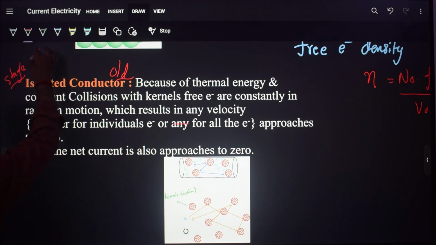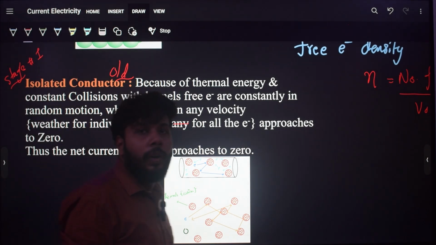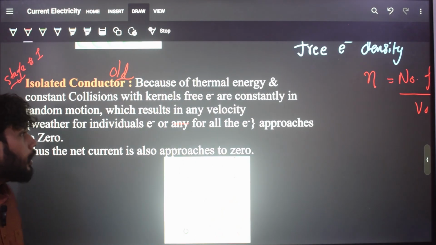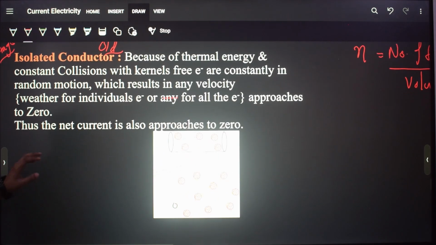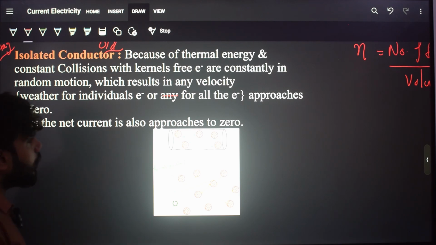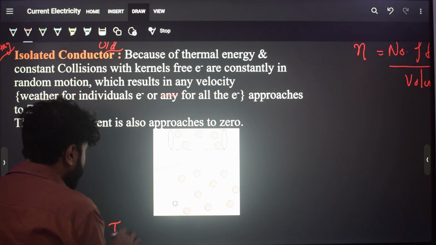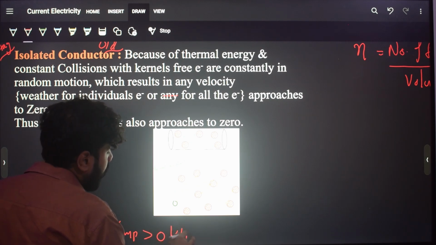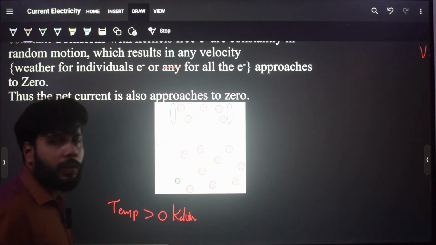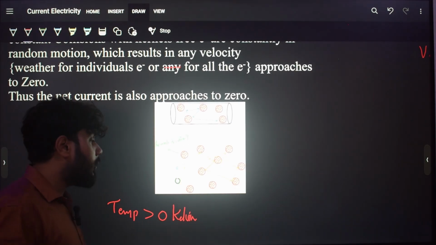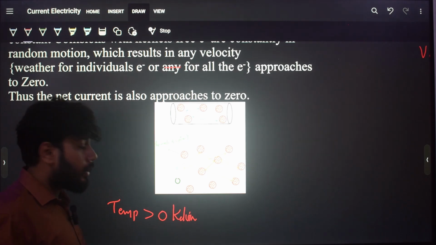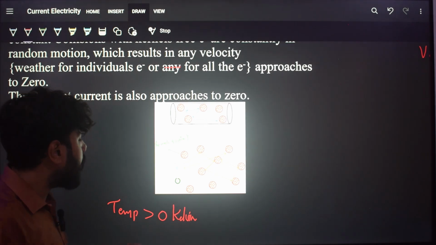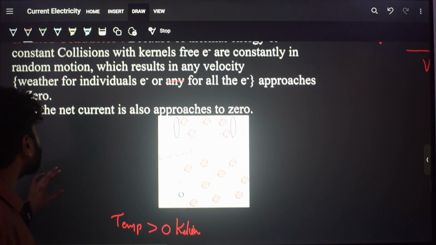Stage 1, where we will discuss a conductor which is isolated. It is not connected to a battery or something, so it is isolated. So if you have an isolated conductor, and let's say the temperature of the conductor is more than 0 Kelvin. Why are we not taking it at 0 Kelvin? There are two reasons. First of all, we have to understand the concept of resistance for that, and secondly, theoretically you can, or experimentally you cannot, reach a temperature of 0 Kelvin.